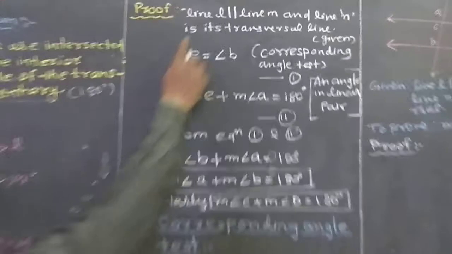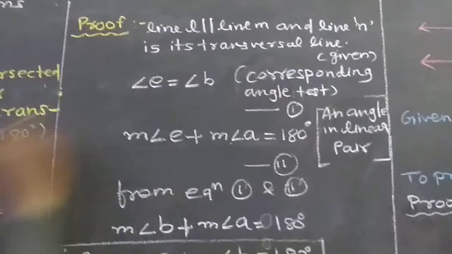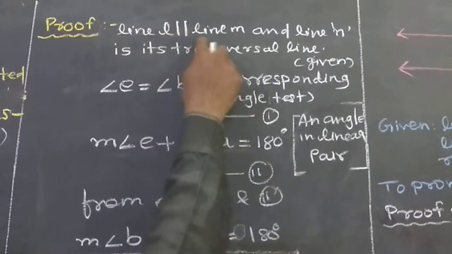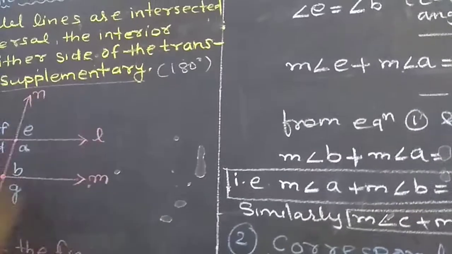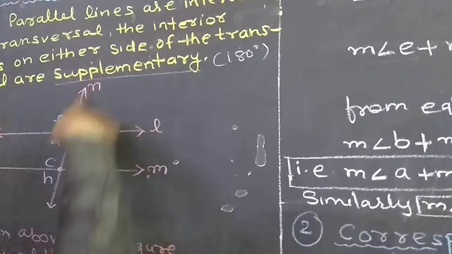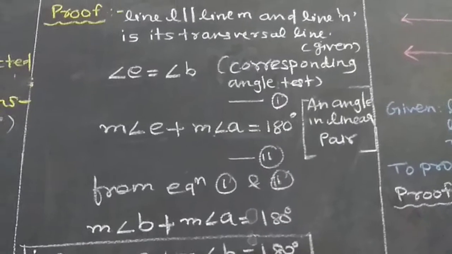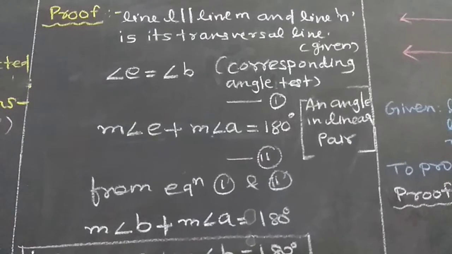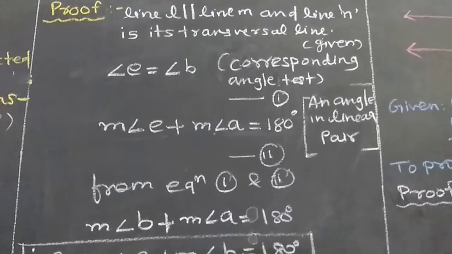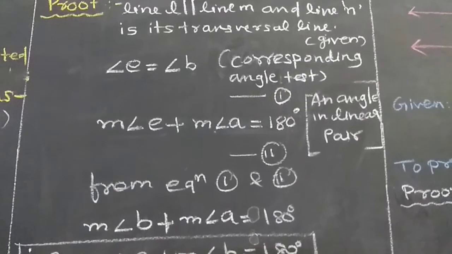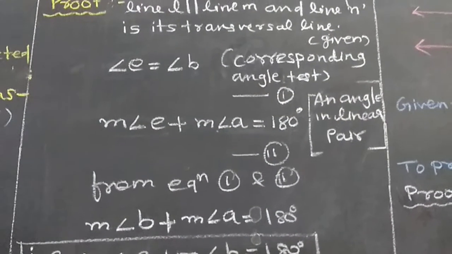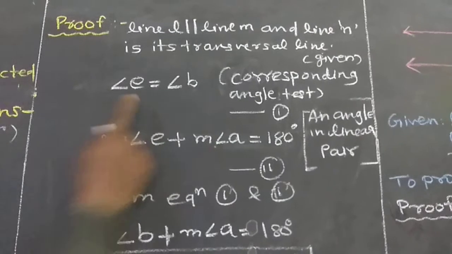You can see. First, line L is parallel to line M. It is already given in the question. Line L is parallel to line M and line N is the transversal. Now we know the property of a transversal and two parallel lines. Due to this, which kinds of angles are formed here? Corresponding angle, alternate angle, vertically opposite angle, interior angle.